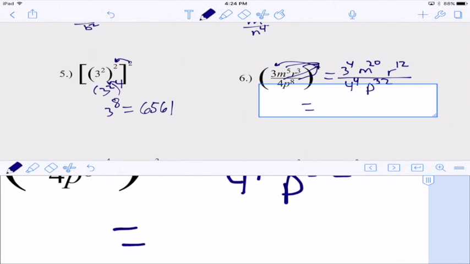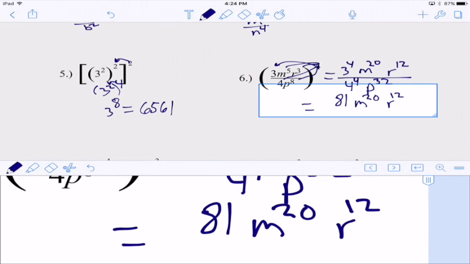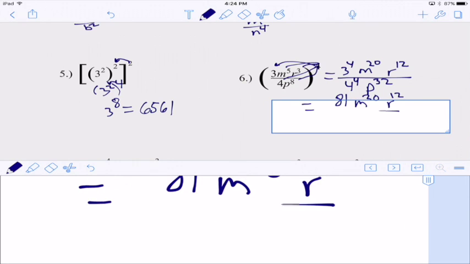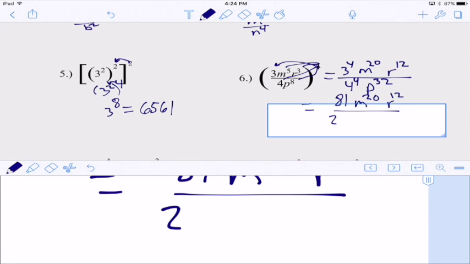3 to the 4th is 3 times 3 times 3 times 3, which is 81. You may need your calculator. Maybe you're as good as me. Maybe not. R to the 12th. So that's all copying. And then 4 to the 4th, 256. And we still got p to the 32.